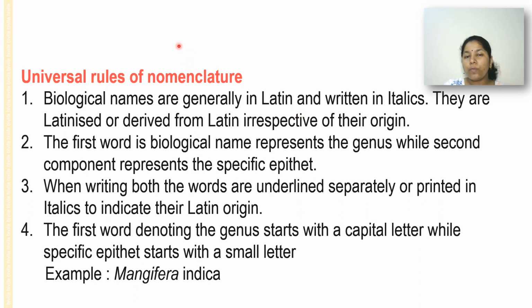That is universal. There are four properties which are the universal rules of nomenclature. First one is, biological names are generally in Latin and written in italics. They are Latinized or derived from the Latin irrespective of their origin. The second point is, the first word of the biological name represents the genus, while the second component represents the specific epithet. And when writing by hand, both the words are underlined separately, or you print them in italics to indicate their Latin origin. And the first word that denotes the genus usually starts with a capital letter, and the specific epithet indicating the species begins with a small letter.